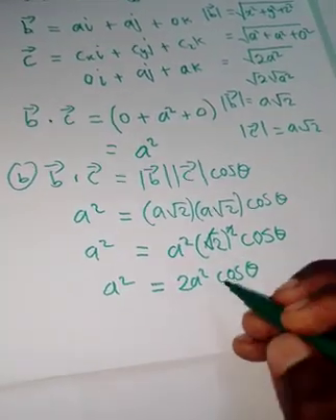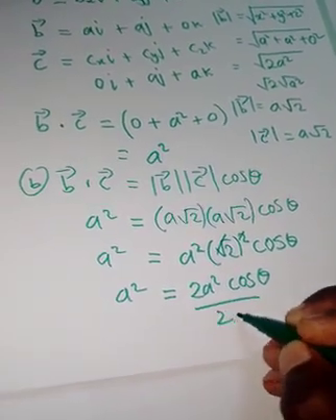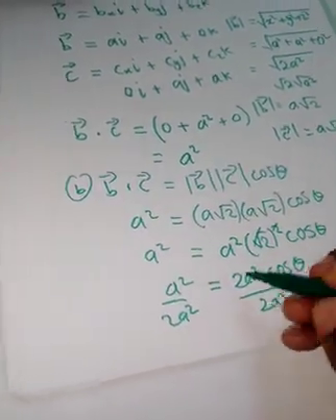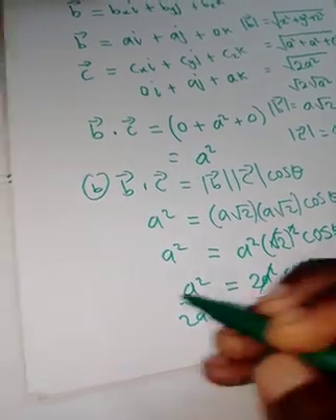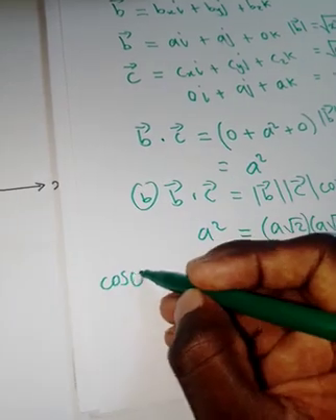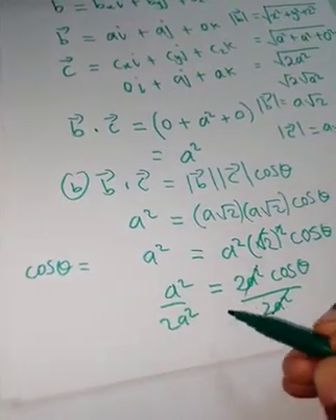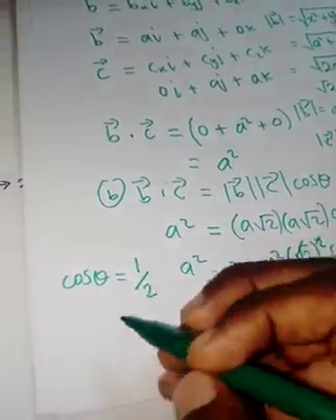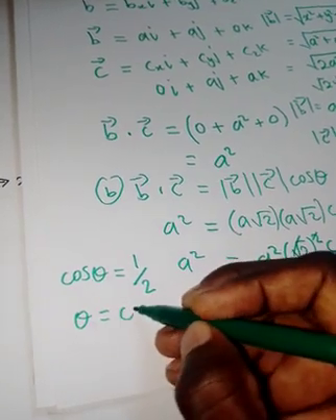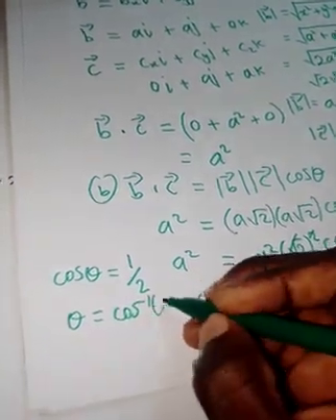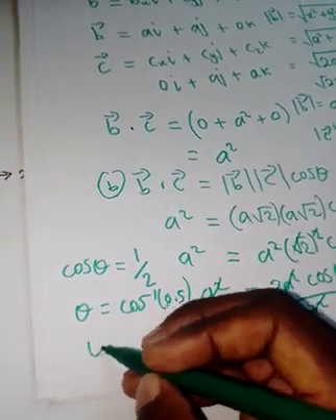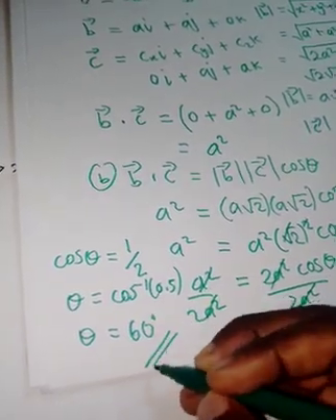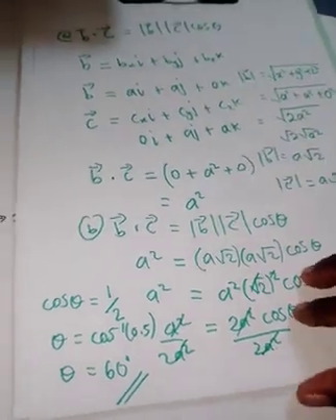Then what should we do? Let's divide both sides by 2a squared over 2a squared, meaning that 2a squared will simplify. We have remained with cos theta being equal to a squared 1 over 2, and theta should be equal to cos inverse of 1 over 2, or simply 0.5. Therefore theta will be cos inverse of 0.5, that is 60 degrees. So 60 degrees is the angle in between B and C.